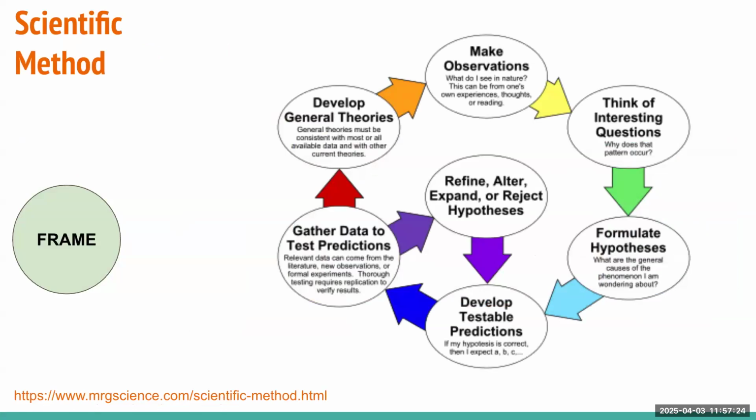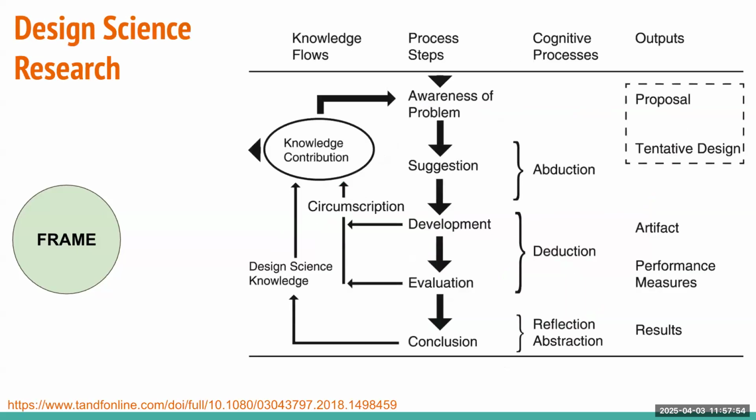You think about interesting questions, formulate hypotheses, develop testable predictions, gather some data, refine, alter, expand, develop general theories, make more observations, and come up with interesting questions. So as you think about your science, if this is the type of process you're using, then you can start to think about where AI could fit into those different stages of the scientific method. But not all science looks the same.